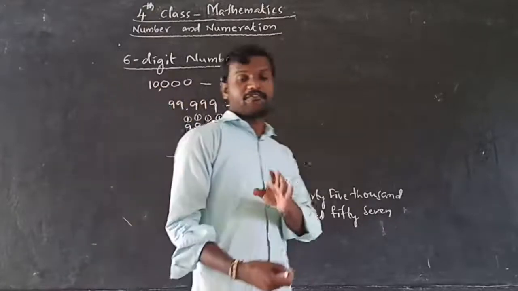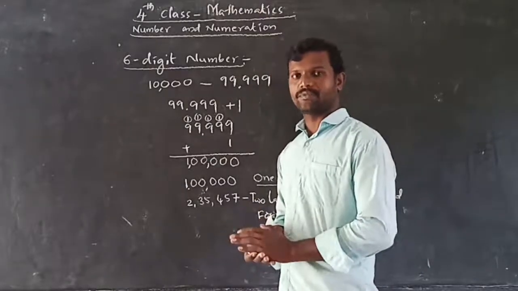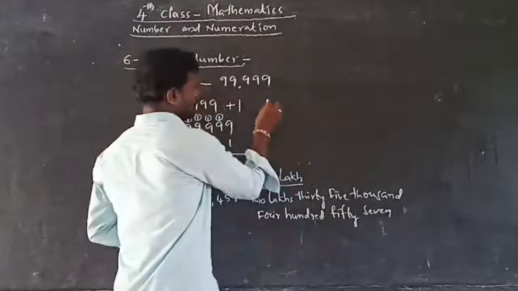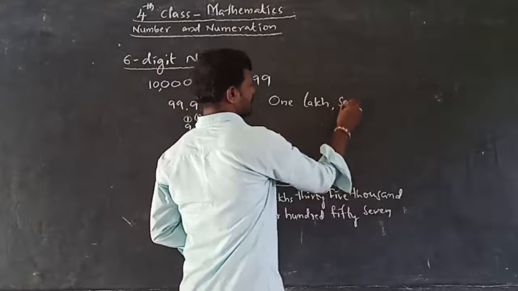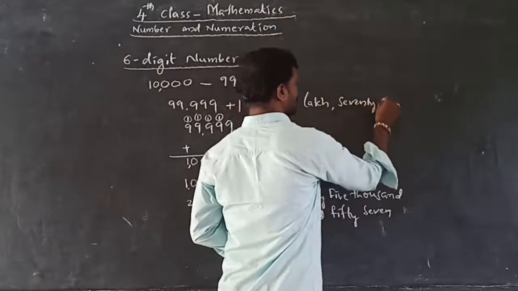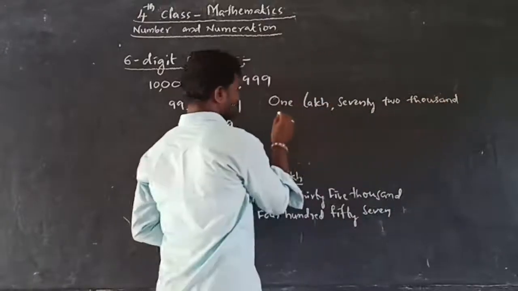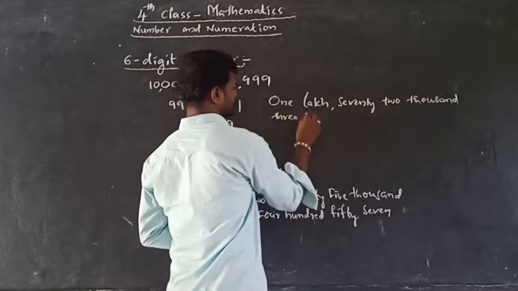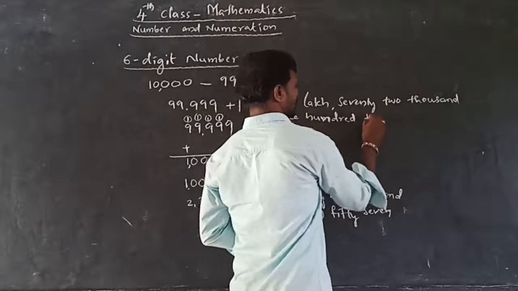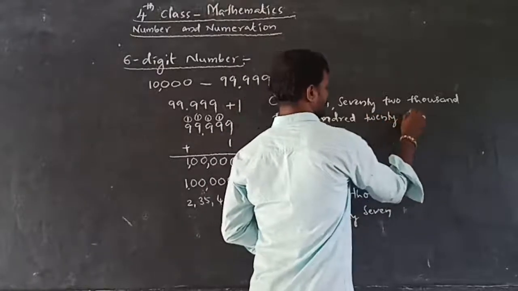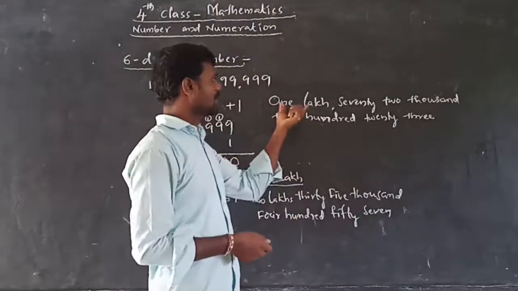Okay, children, these are 6-digit numbers. A 6-digit number should be in lakhs. If I ask you to write 1 lakh 72,000 300 23, how can you write this number? What is the number name given?